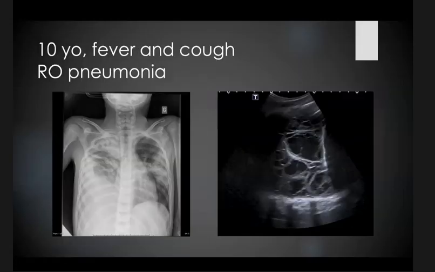Here is, again, a 10-year-old with fever and cough and we want to rule out a pneumonia. So you basically have big opacities on the left, big opacities on the right, and a huge pleural effusion, which was already septated and completely echogenic, which was an empyema on the right side.